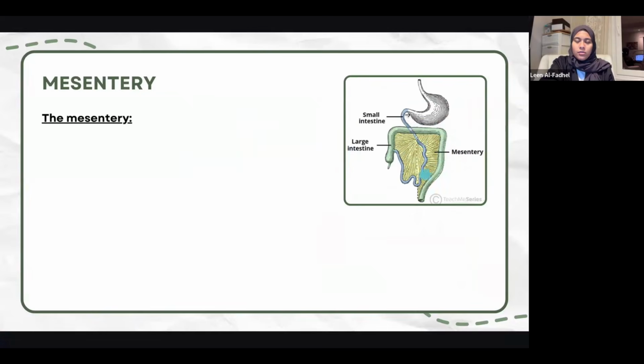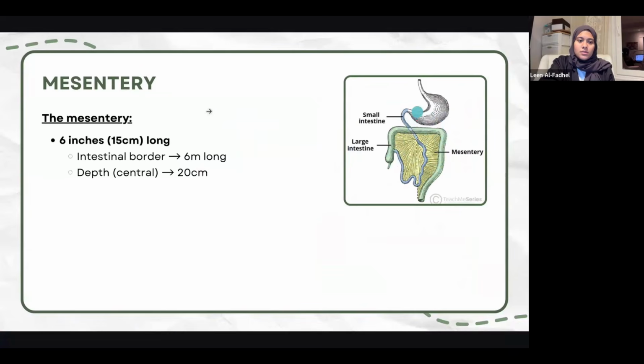This is when you take out all the jejunum and ileum. And it's 6 inches long when you measure it just like this, when you don't take out the intestines. However, let's say you take out the intestine and you stretch it, the intestines are very long, right? You'll find it to be around 6 meters long. So imagine from 15 centimeters to 6 meters long. And when you measure the depth of it in the center, it's 20 centimeters long.